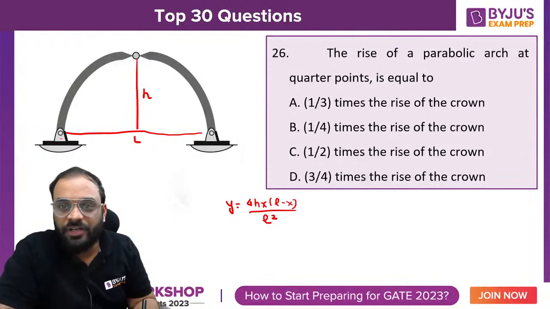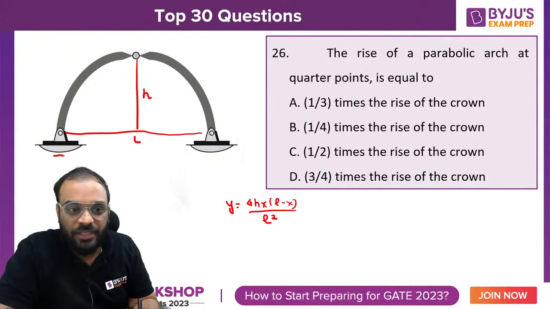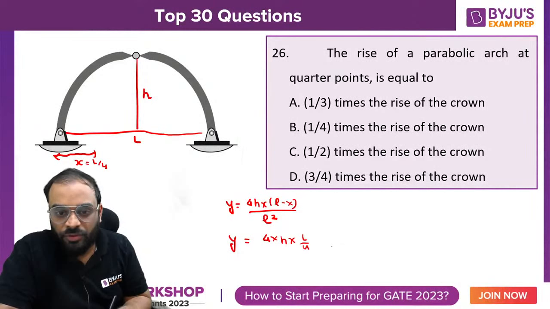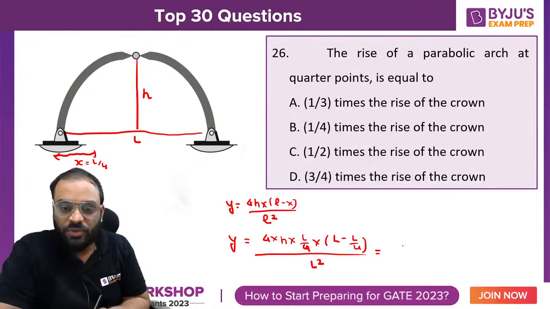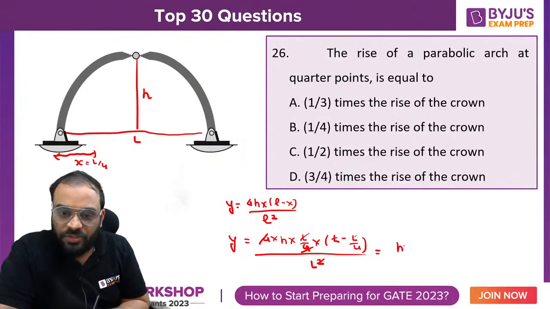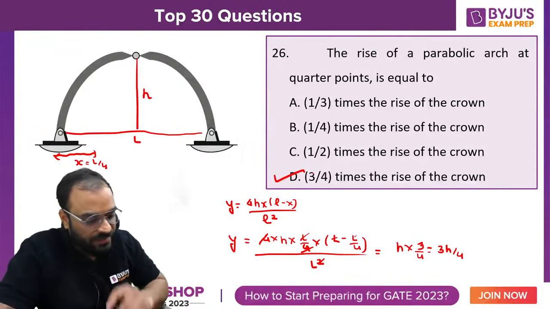Now in this case, we need to find the rise at a quarter point. That means x is equal to L by 4. So y is equal to 4 into h into L by 4 multiplied by (L minus L by 4) divided by L square. Just solve it, you will get the answer. Cancel this one. So h into 3 by 4, which is 3h by 4. If you solve it, you will get the answer as D.